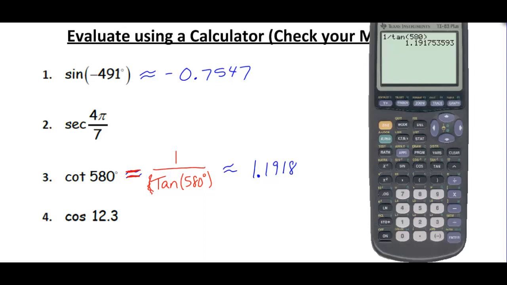So now let's go to our radian. So I need to hit mode and change it to radian.